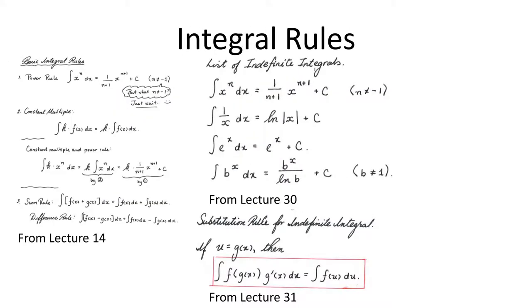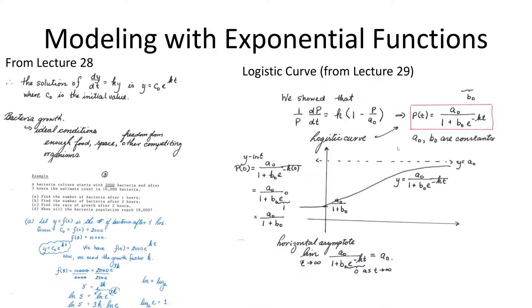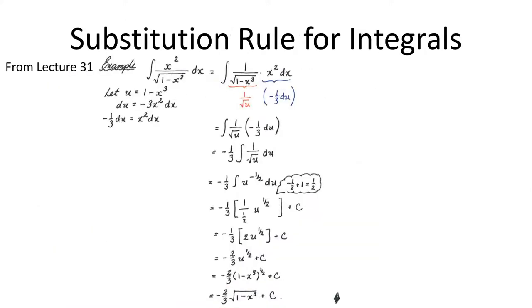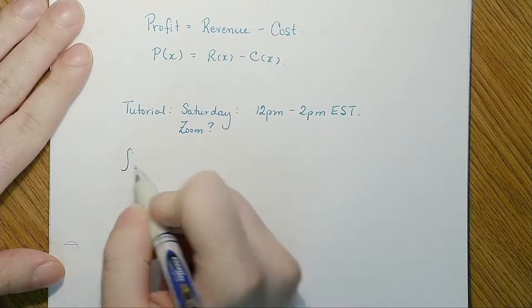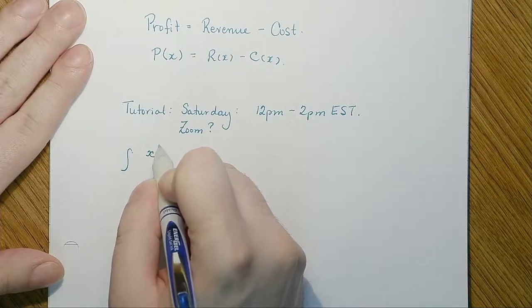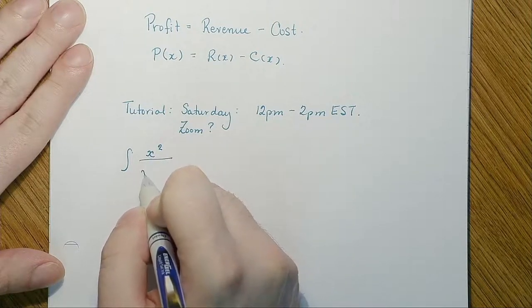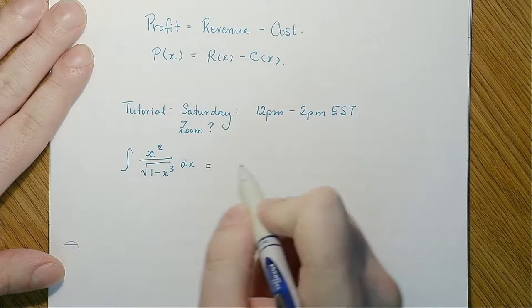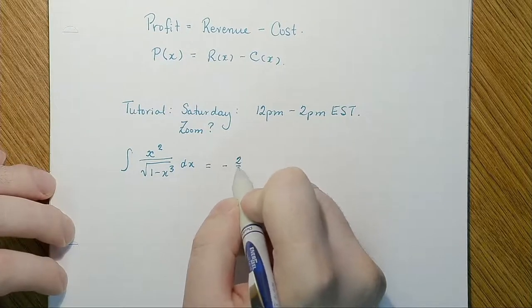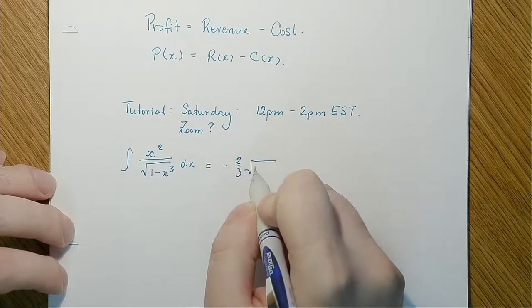The other thing that I should mention is that with the integral rules, we have the definite integral as well. So if I had something like that, we had solved this for x squared over the square root of 1 minus x cubed dx, and we know that that is minus 2/3 square root, just from what we had done in that example.